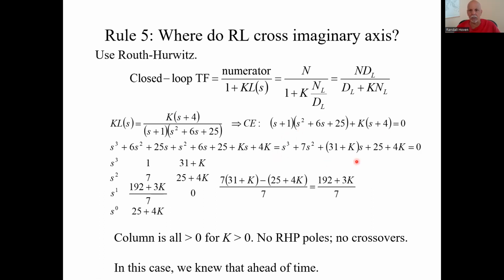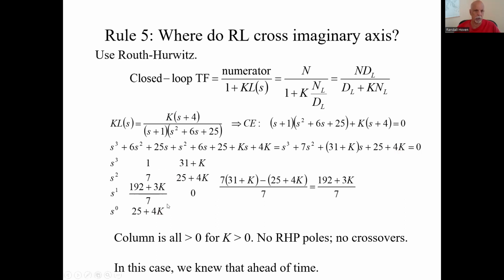Simplify that, you get this. And from this, we can do Routh-Hurwitz. We've got an s to the 3, so we're going to need s^3, s^2, s^1, s^0, 4 rows in the Routh array. The top row will be 1, 31 plus k. Yeah, this is all constant. So 1 and then 31 plus k. And the second row will be 7 and 25 plus 4k.